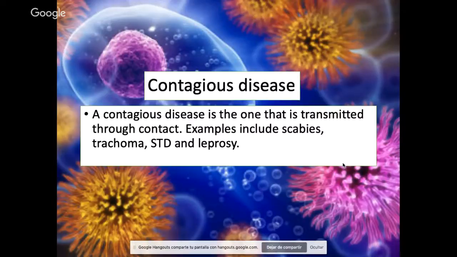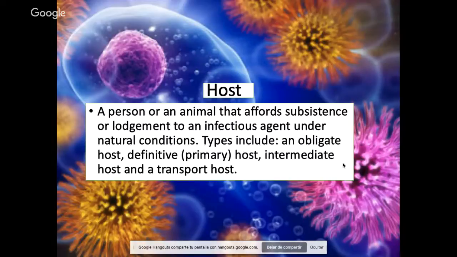Contagious disease. A contagious disease is the one that is transmitted through contact. For example, scabies, trachoma, and leprosy. What is host? A person or an animal that affords substances or lodgement to an infectious agent under natural conditions. These include an obligate host, a definite host, an intermediate host, and a transport host.